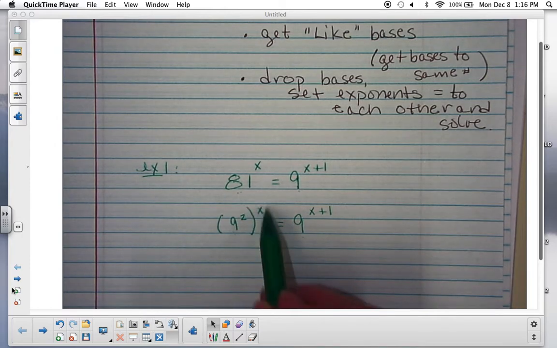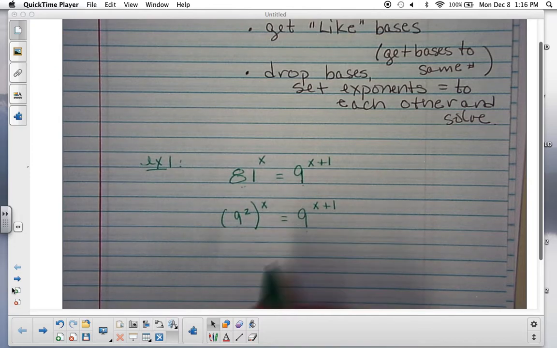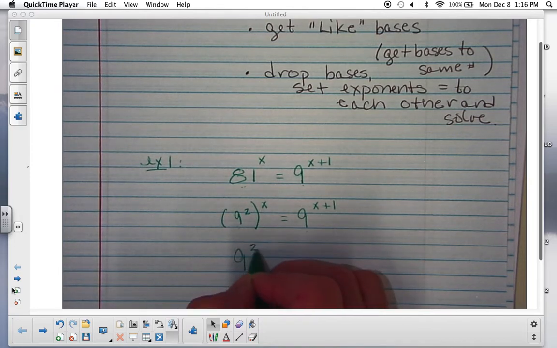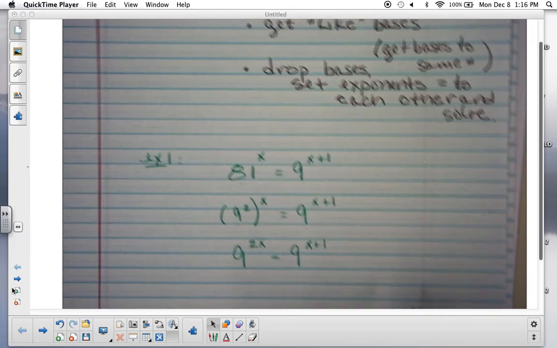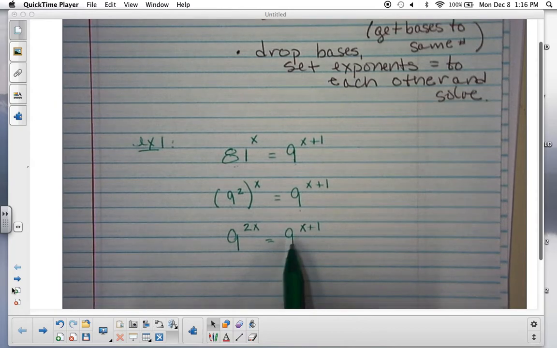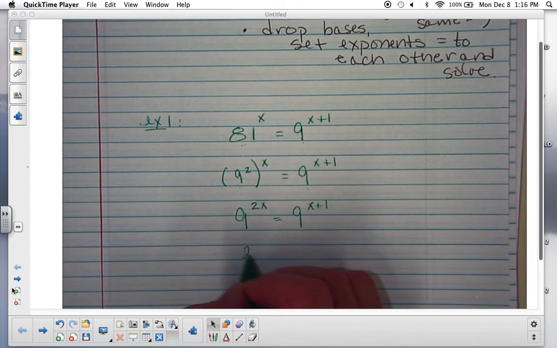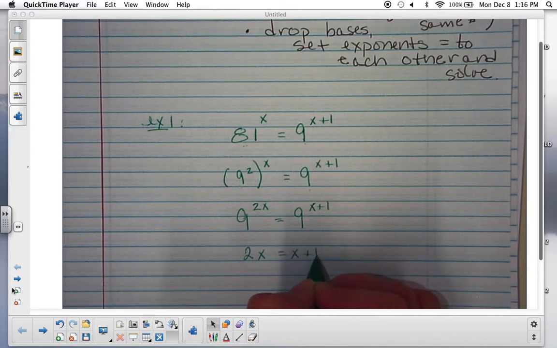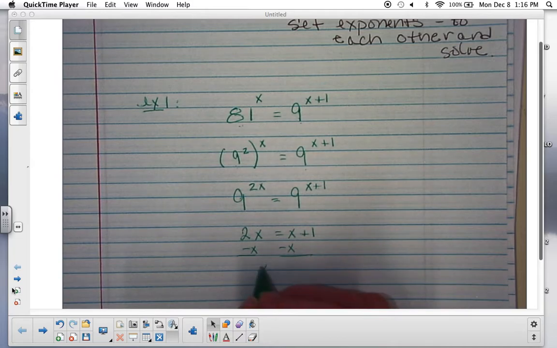Now that I've got this double exponent, this is from day 1, a power raised to another power. The rule here is that you multiply. So I'll get 9 to the 2x equals 9 to the x plus 1. Well, the idea is if 9 to something equals 9 to something, and they're equal, those somethings have to be the same because the bases are now alike. So now you would just drop the 9s and set the tops equal. 2x equals x plus 1, and then solve it by moving that over. X equals 1.